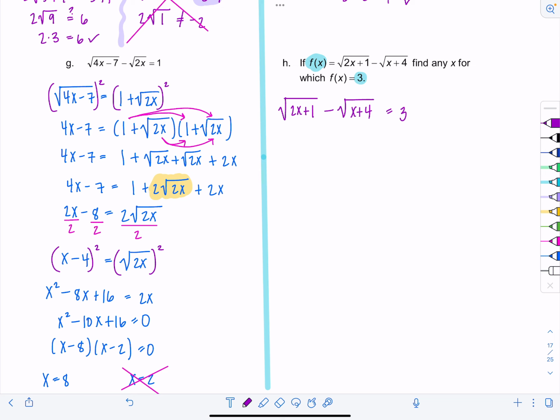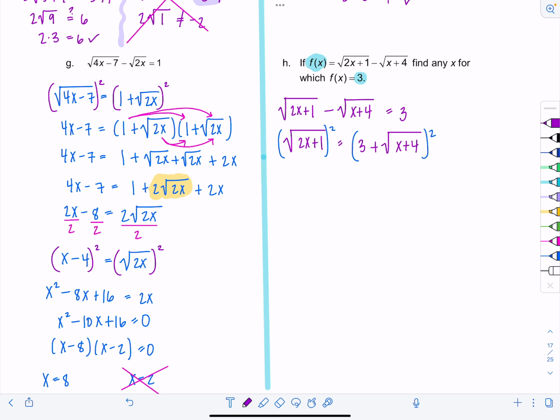Okay, how'd you do? Here we go. So I'm going to move over the rad x plus 4 because it's already negative. I feel like it's wanting to be added over to the other side. Don't you? Okay, you could have isolated either one though first. It won't matter. Square both sides.